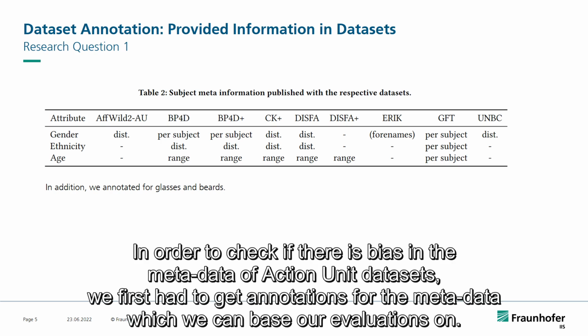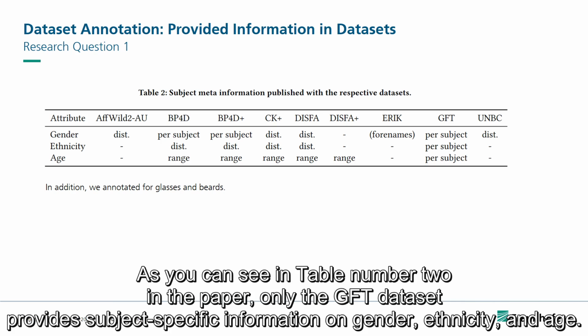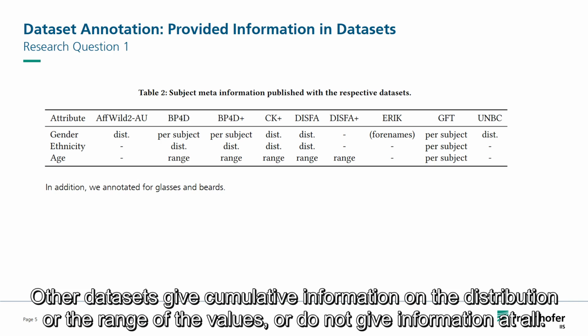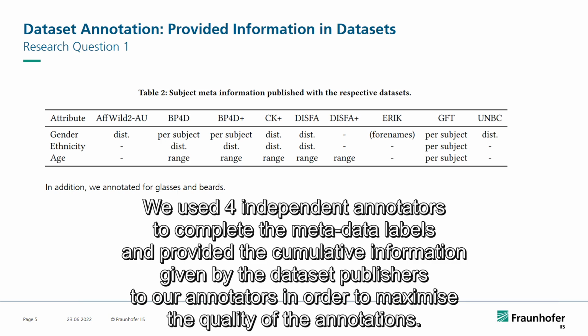In order to check if there is bias in the metadata of action unit datasets, we first had to get annotations for the metadata which we can base our evaluations on. As you can see in table number 2 in the paper, only the GFT dataset provides subject-specific information on gender, ethnicity, and age. Other datasets give cumulative information on the distribution or the range of values, or do not give information at all. We used 4 independent annotators to complete the metadata labels and provided the cumulative information given by the dataset publishers to our annotators in order to maximize the quality of the annotations.